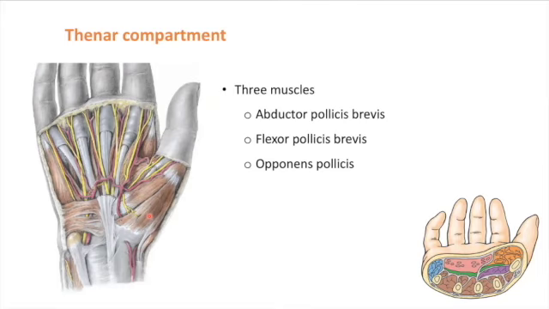As their name indicates, pollicis, pollicis, pollicis. Pollex means thumb. So these muscles act on the thumb. And these muscles form a rounded elevation at the base of the thumb, which is known as the thenar eminence. So these 3 muscles will form the thenar eminence.